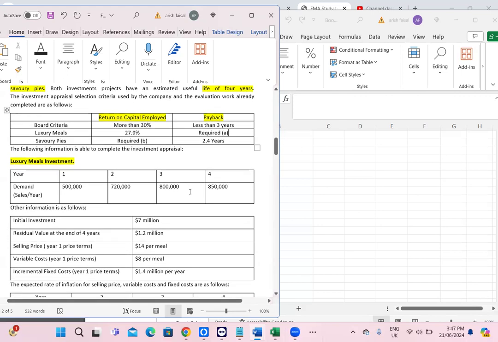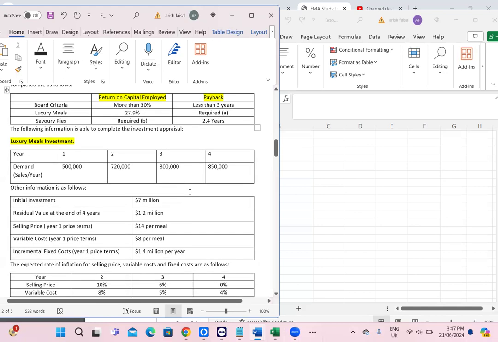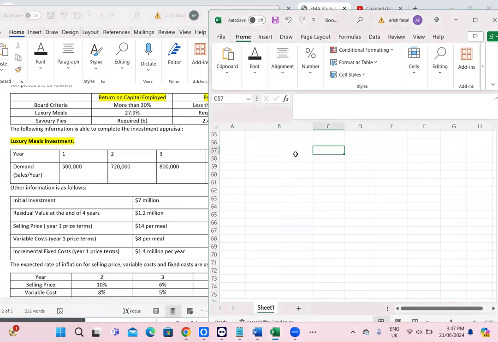Okay. So this is the information they have given with regards to the luxury meals investment, and we need to calculate the payback. While calculating the payback, we'll just write down the heading: payback period for the luxury meals investment. So we need the cash flows, right? And as we know the life of the project is 4 years, we need to open up 4 columns, right? Okay.